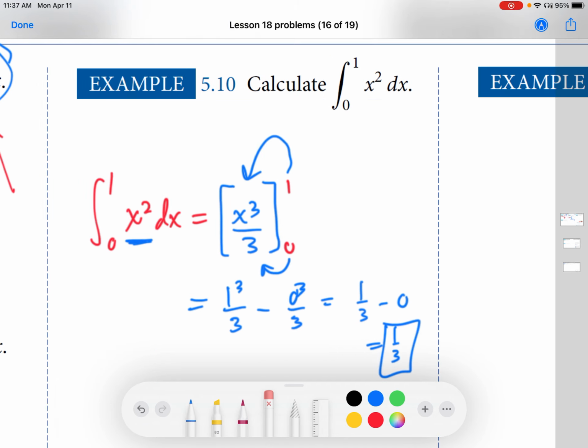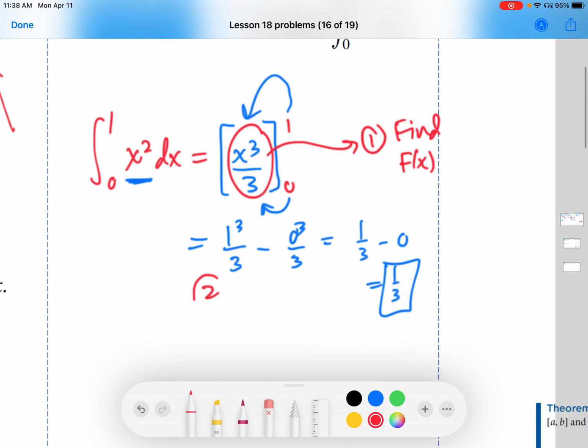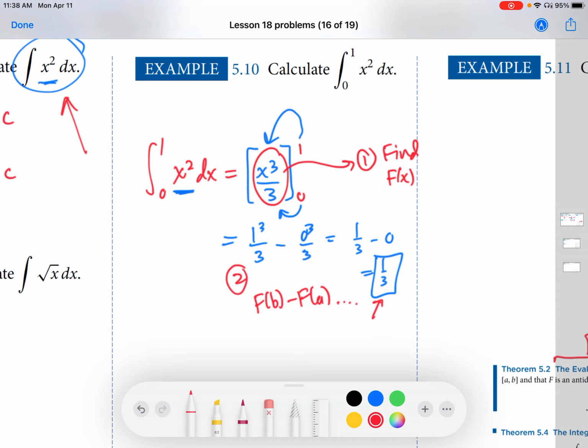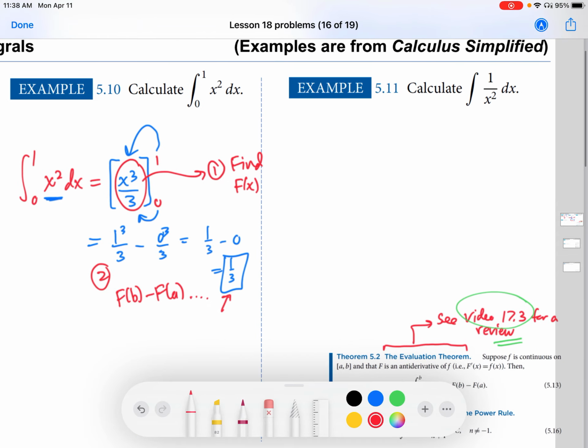So you can see that evaluating definite integrals using the evaluation theorem is a two-step process, right? Number one is this: find the antiderivative, find capital F of x. And then number two is this step: capital F of b minus capital F of a, which simplifies to whatever numerical value you get. Okay, so let's keep going here.